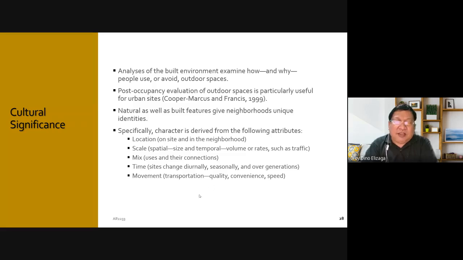Time: sites change diurnally, seasonally, and across generations. Then movement and transportation. All of this has a lot of opportunities to offer in the site.